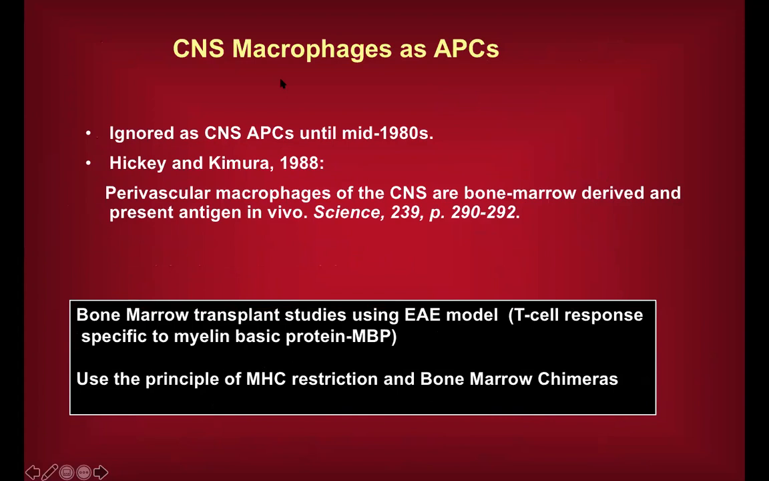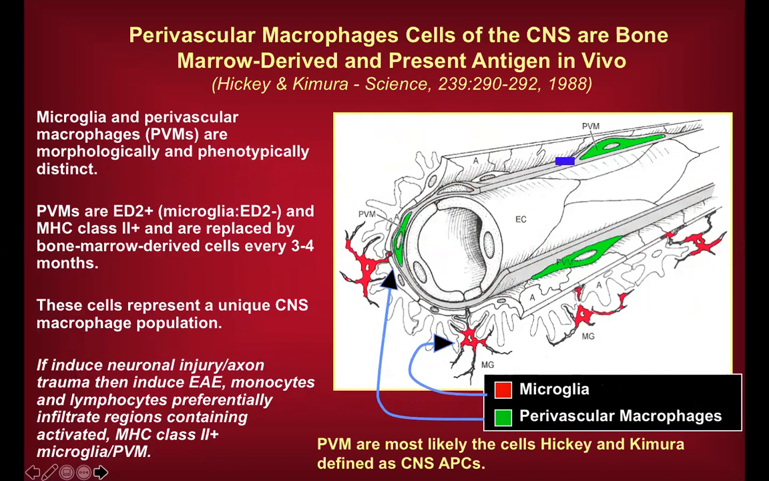So this was a Science paper by a group at Dartmouth, I think William Hickey and Kimura in 1988. And if you go look at this paper, I encourage you to do so because it's a Science paper with, I think, 2 figures. And they were using bone marrow transplant studies in a model of EAE, which is the animal version of MS. And they're using the principle of MHC restriction and bone marrow chimeras, which I really don't want to take the time to explain, because the complex experiments they used are pretty outdated and you wouldn't have to do that same experiment anymore. But let me just tell you briefly what it means.